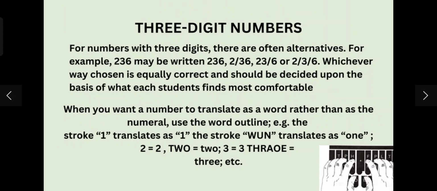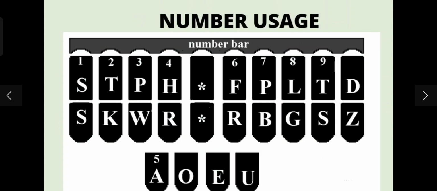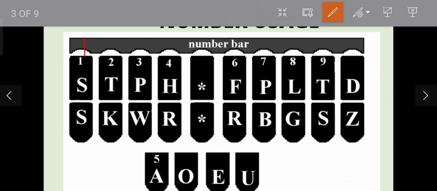When you want a number to translate as a word rather than as a numeral, use the word outline. For example, the stroke translates as 1 or 2 or 3. Then you just have to type it out letter by letter. Like for example, 1: instead of the numeral, you spell it, W, U, N. That's 1. But to speed up typing, my suggestion is to use the number bar.